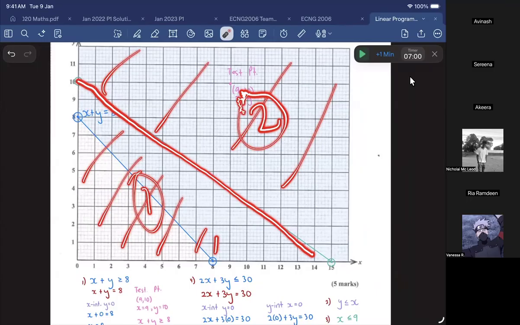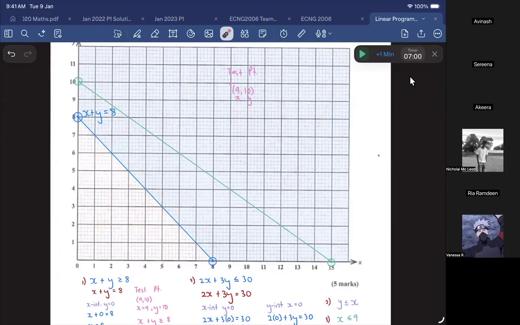I'm not sure if you've seen a pattern, but anytime it's more than, you typically shade above. Anytime it's less than, you typically shade below. You see that? Yes, sir. That's what I used to do in secondary school. I never used to test points, I just used to do that. But there are some instances where that doesn't always apply. So that's why we use the test point. That's the safest thing to do.